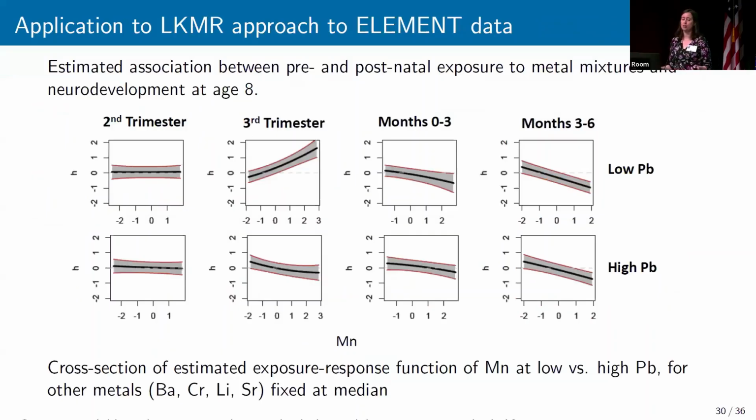This is just showing a single plot summarizing results. This is showing the estimated association between pre and postnatal exposure to metal mixtures and neurodevelopment at age 8. We're showing this cross-section of the exposure response function of manganese at low versus high levels of lead, where the other 4 metals are fixed to their median values. And I just wanted to highlight here that there's potential evidence of interaction. So seeing different effects of manganese at low versus high lead, and also potential for different effects at different time intervals. So it seems to be that there's positive association potentially at the 3rd trimester, or a suggestion of a negative association at months 3 through 6. So you can have different potential effects over time.